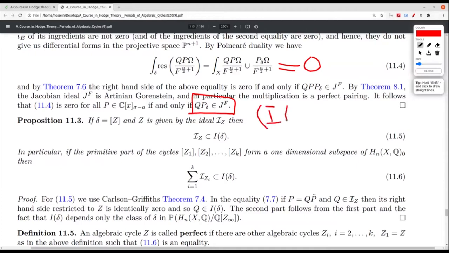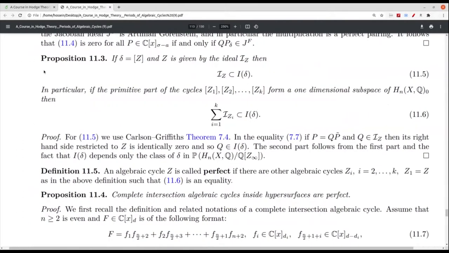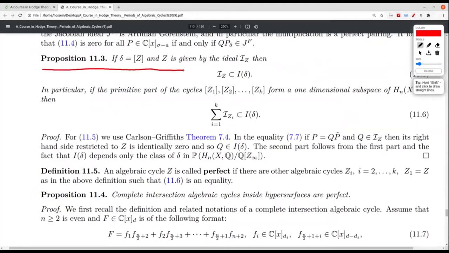So it was I delta. I delta was the quotient ring J^F with the P delta, and P delta is constructed from the Poincaré dual of delta. So the next proposition is about the relation between the ideal of cycles and I delta. If delta is a supporting algebraic cycle, then this algebraic cycle has an ideal, so its ideal must be inside I delta.